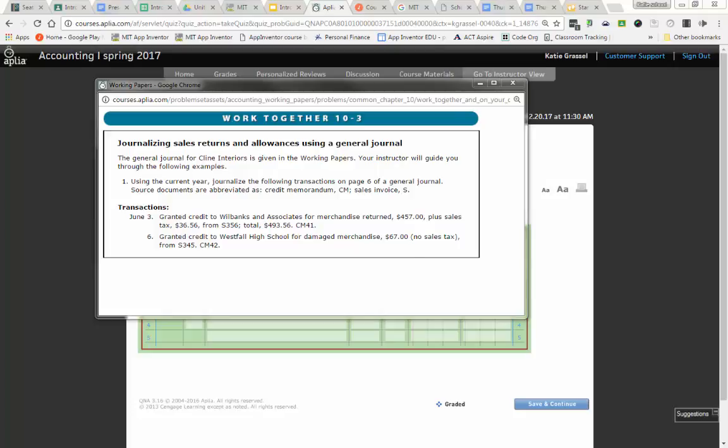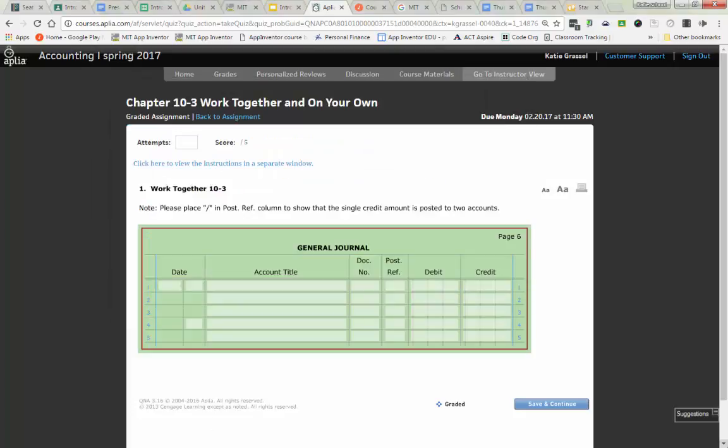10-3 deals with our general journal. Our general journal is used for anything that doesn't fit into a special journal. Our general journal does not have any special columns. We've used a general journal before in Chapter 9. Typically, your general journal is going to be used when you are recording a transaction with a memorandum.